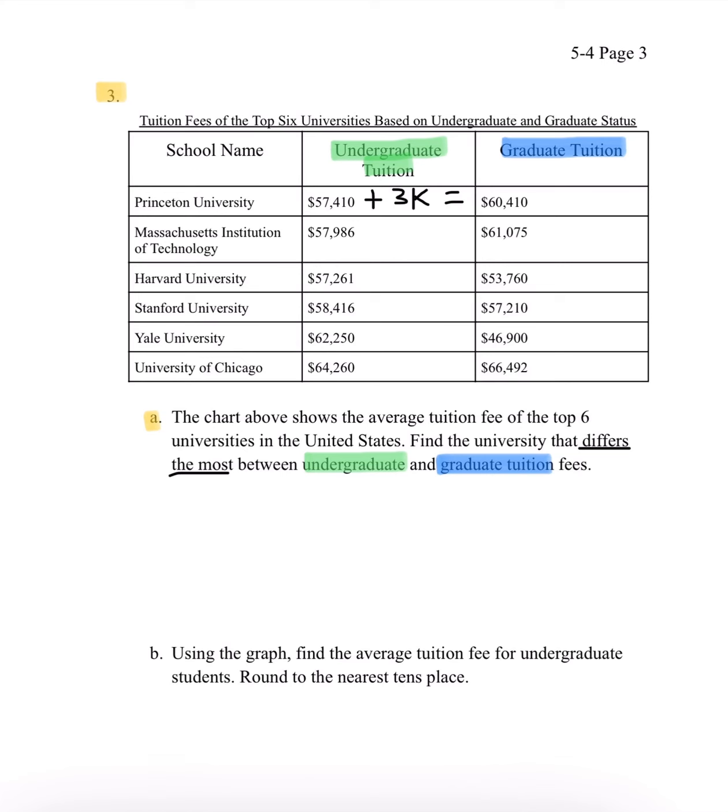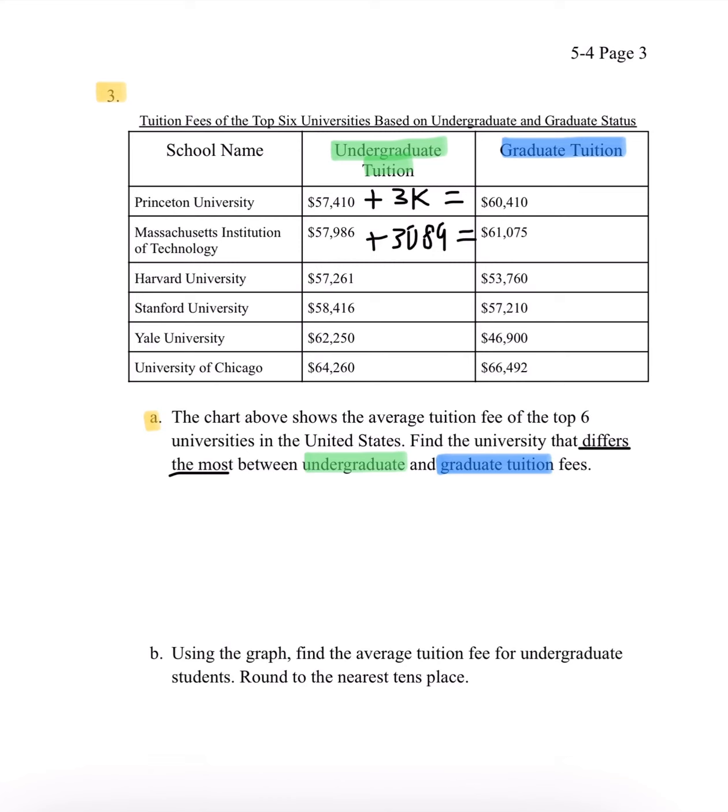Let's look at Massachusetts Institute of Technology now. Undergraduate is $57,986. And graduate is $61,075. So let's see how much the difference is here. So if we subtract graduate and undergraduate, we get $3,089, which will add up to here. And it's kind of similar to Princeton, like 3K.